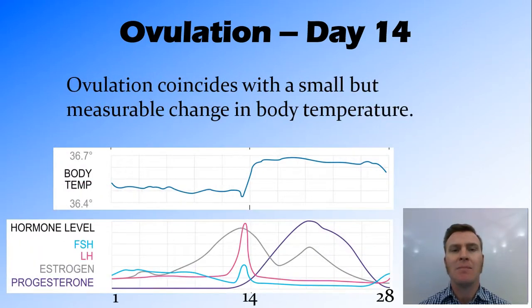This release is stimulated by two hormones, being the follicle stimulating hormone and the luteinizing hormone, which peak just before ovulation occurs. Another thing that peaks during ovulation is body temperature, and you can actually measure a small change in body temperature. And when I say small, I'm talking about 0.2 of a degree. Small, but still measurable.